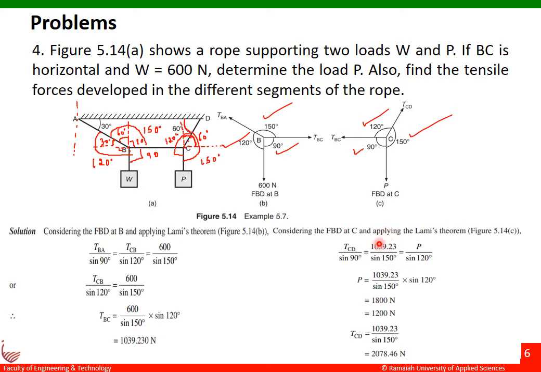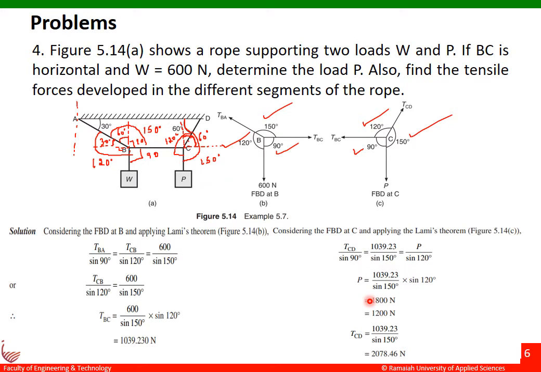This is my expression by using Lami's theorem, that is TCD divided by sine 90 is equal to TBC divided by sine 150. In the previous problem we found out TBC. What is the value of TBC? You can see 1039.23 divided by sine 150. It is already substituted. The remaining one is P divided by sine 120 degrees. Now what is unknown here? TCD and P.